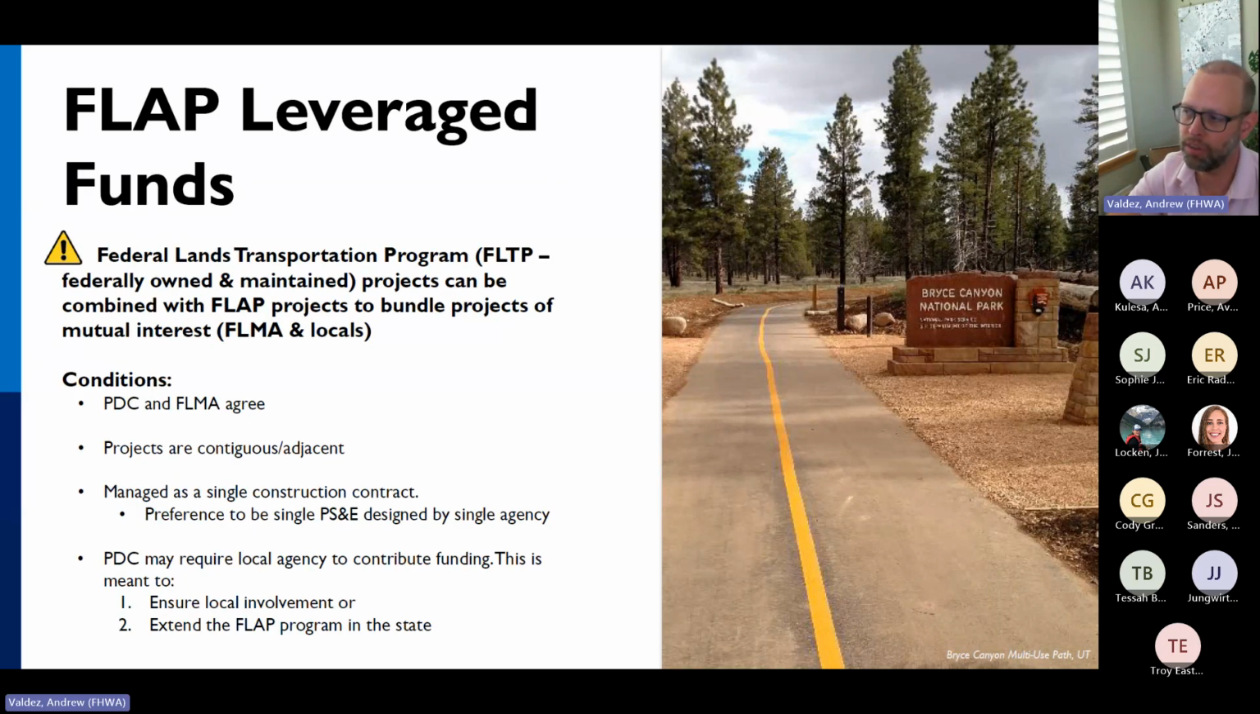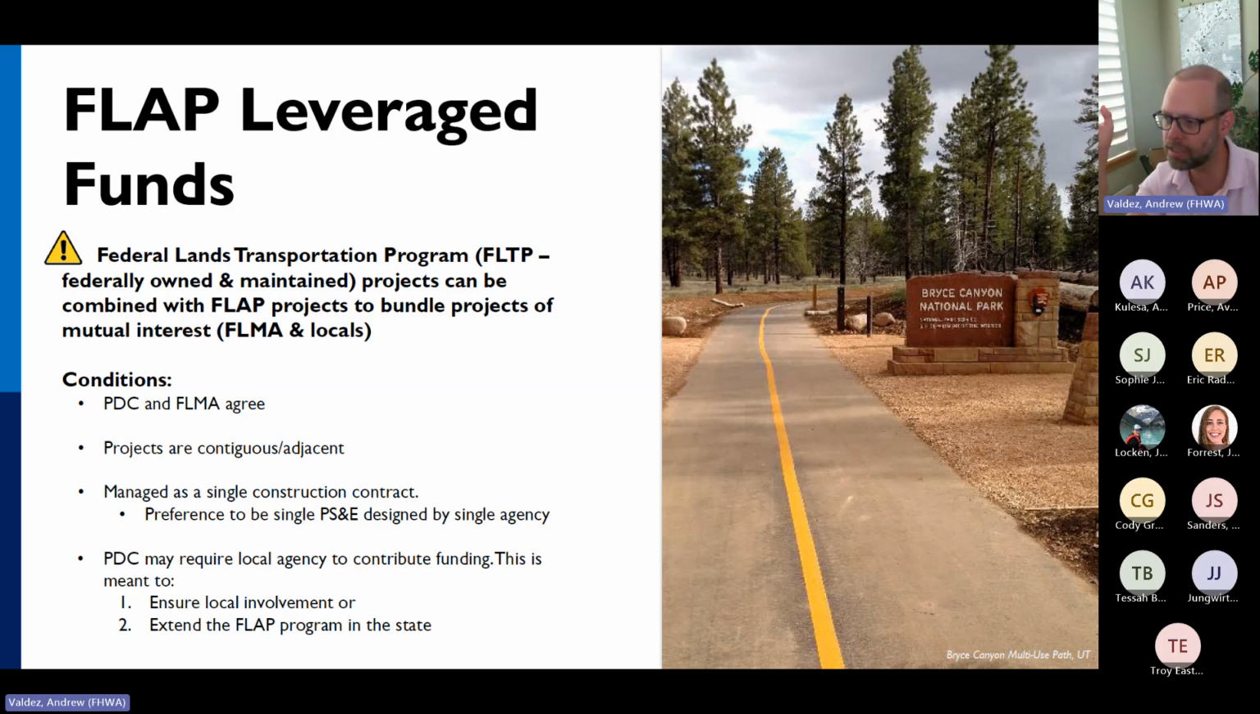So here's a little more on the FLAP, FLTP leverage angle. As I said, these two programs can be bundled, and we do like to see that. The project decision committee, or PDC, and FLMA would need to concur on the project, and we'll talk a little bit more about the PDC later. Of course, we want to see the projects be contiguous or at least adjacent. And then the project has to be managed as, again, one delivery package, so we can realize those economies of scale and mobilization benefits.